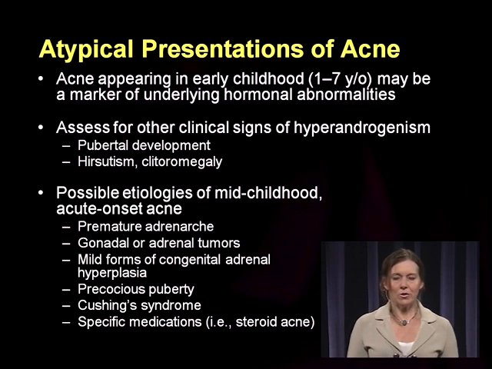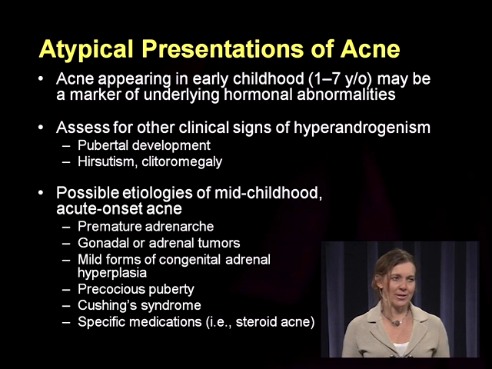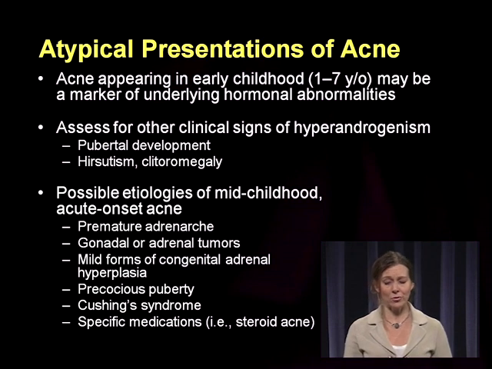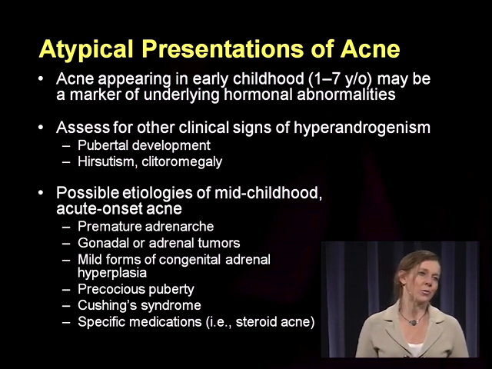Now, I mentioned if you have a kid who's less than 8 years of age that has significant acne, I think you always want to think about, is there some underlying endocrine abnormality here that's causing this child to have acne a little earlier than normal? And I think you certainly want to do a good exam looking for any signs of precocious puberty. You want to look at their growth curve and see if they have accelerated linear growth. And it certainly wouldn't hurt to refer to endocrinology in this setting.